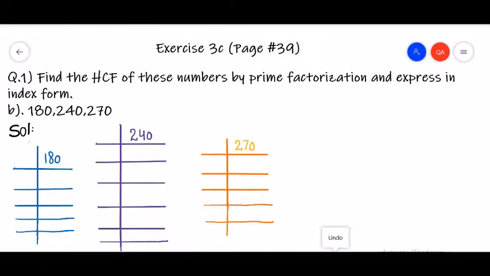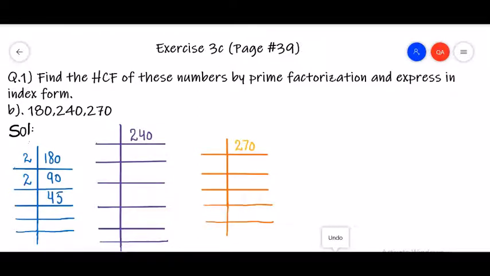Here we will take HCF of these three numbers by prime factorization method and then express in index form. So look at this number 180. This is an even number. So we will divide this number by 2. 2 nines are 18, 0. Now again it is an even number. So we will divide it by 2. 2 fours are 8, 2 fives are 10.